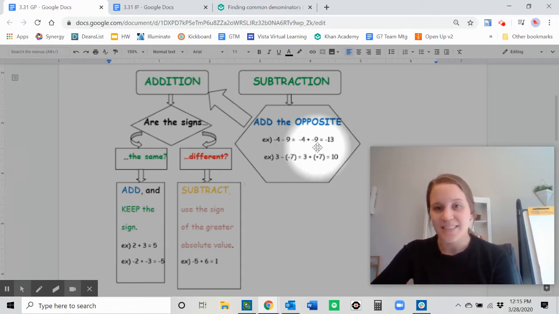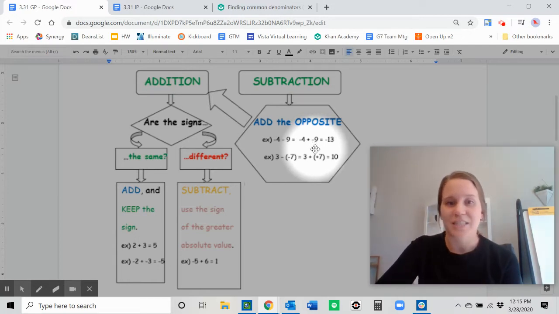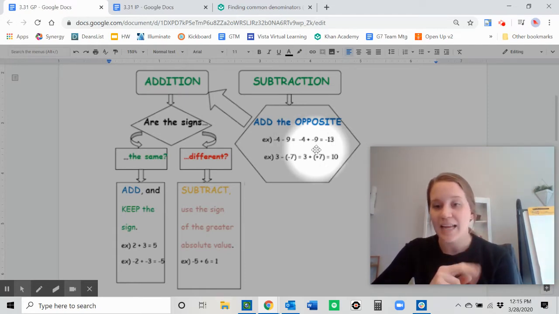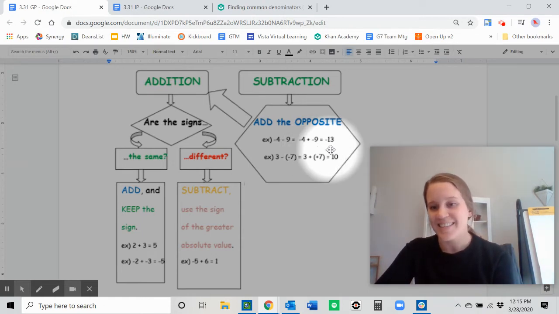We also call this keep, change, change. So keep the sign of the first number, change the subtraction to addition, and change the 9 to its opposite, negative 9. Then I'm going to follow the same rules of addition. So I see the signs are the same, they're both negative. I'm going to add their absolute values. 4 plus 9 is 13. And keep the sign, the answer is negative 13.